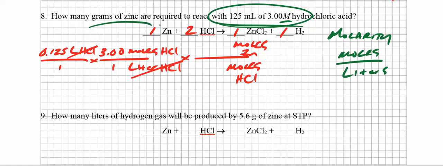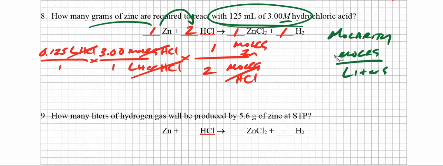Well, 1 mole of zinc requires 2 moles of hydrochloric acid. 1 mole of zinc requires 2 moles. Let me change the color. 1 mole of zinc requires 2 moles of hydrochloric acid, just like that, okay? Now I'm going to cancel this unit with this unit, and I'm going to be left with moles of zinc. I'm not quite done yet.